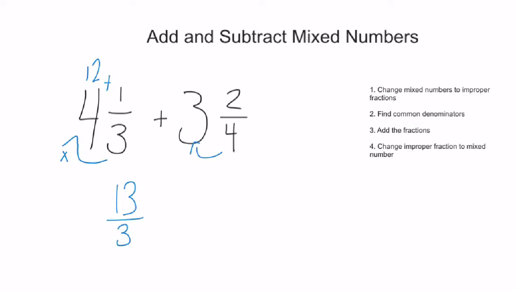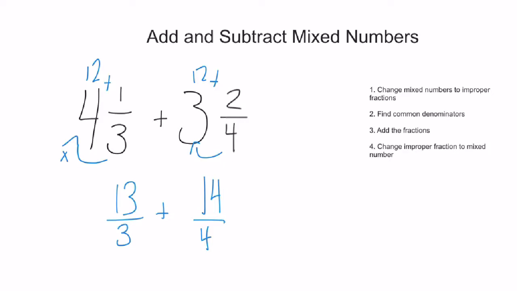3 times 4 is 12, plus 2 is 14. So I have 13 thirds plus 14 fourths. And when I see this fraction addition problem, I know that I cannot add them yet. Step number 2 is to find common denominators. So go ahead and complete step number 2, and after you've done so, come back to the video. So pause now.